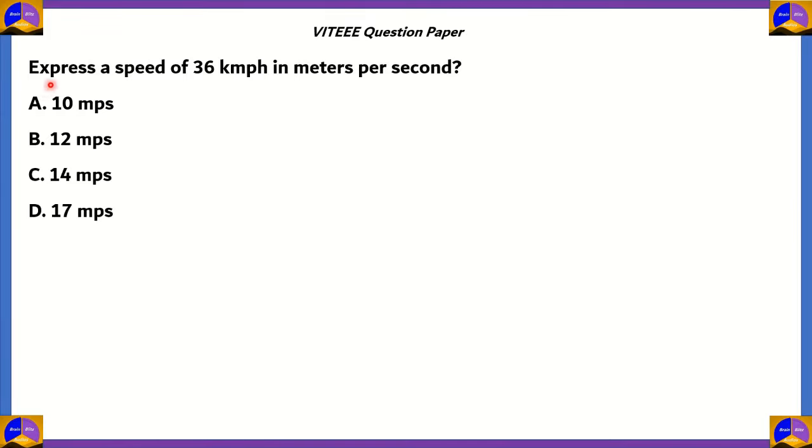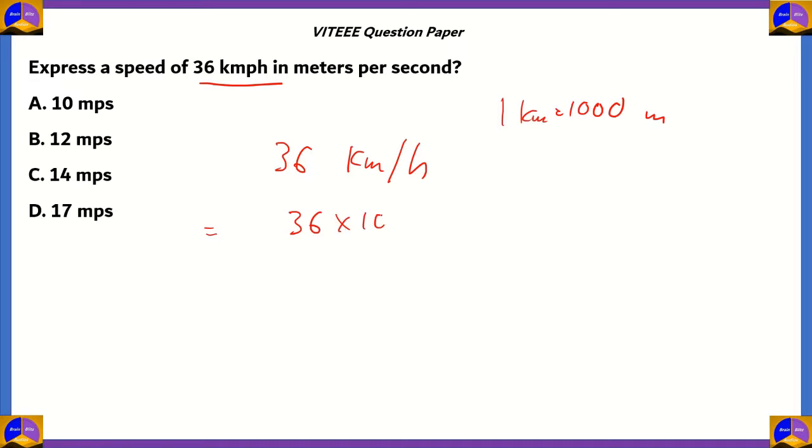The first question is, express a speed of 36 kilometers per hour into meters per second. Now, this question has a shortcut, but first I'll tell you the detailed solution. So now we have our speed given to be 36 kilometers per hour. So that means it is 36 kilometers, and since 1 kilometer is 1,000 meters, it will be 36 times 1,000 meters.